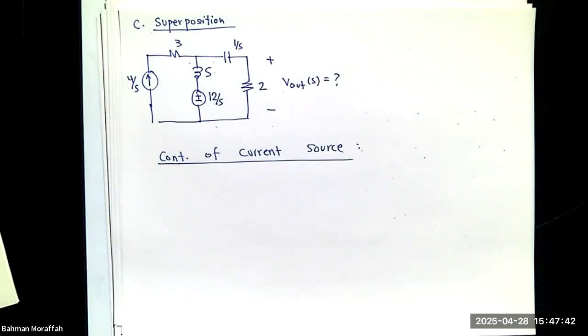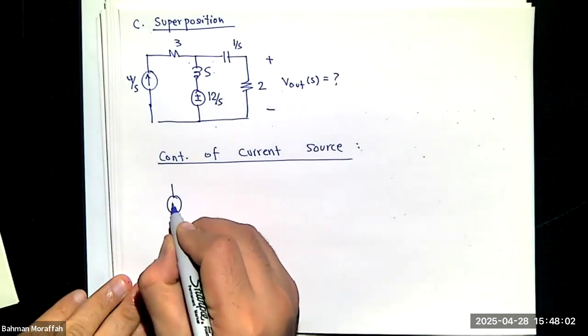How do we do this? We're going to keep the current source and eliminate the voltage source. How do I eliminate the voltage source? It's going to be a short circuit because the value of the voltage source is 0. A voltage source with value 0 is a short circuit. So the circuit would look like this.